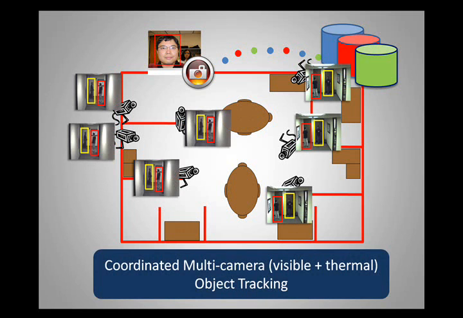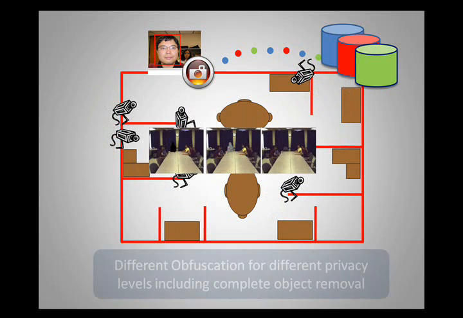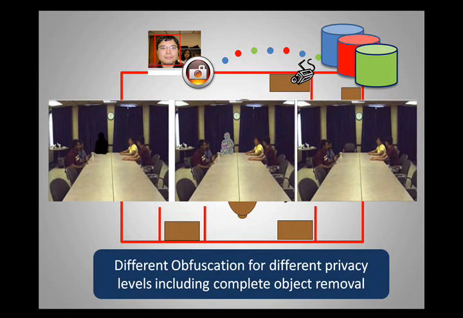We have also built a camera network that consists of both regular and thermal camera. Different cameras coordinate with each other so that object can be tracked throughout the whole environment. The object tracking allows us to provide the desired privacy protection level at all times. Image obfuscation is applied to use black box, noisy silhouette, or even complete object removal for privacy protection.